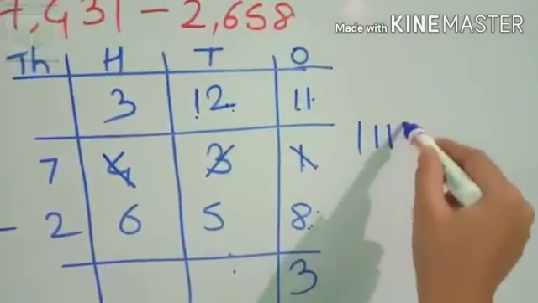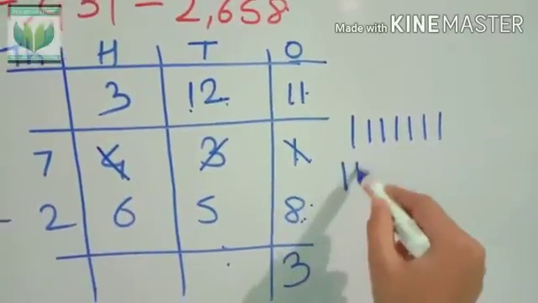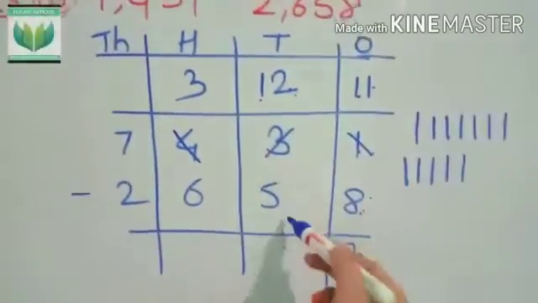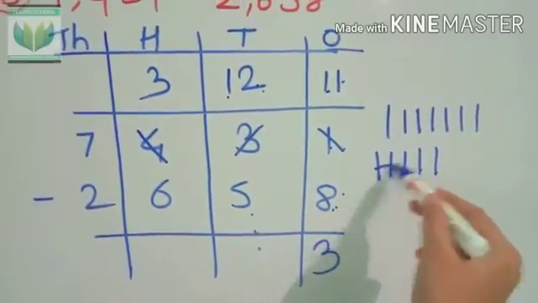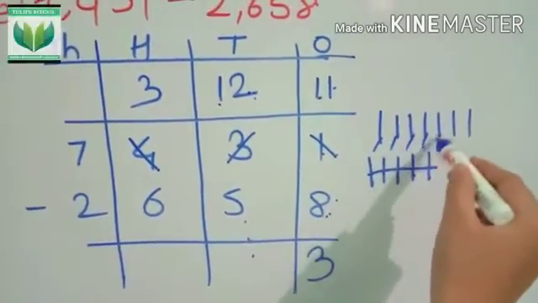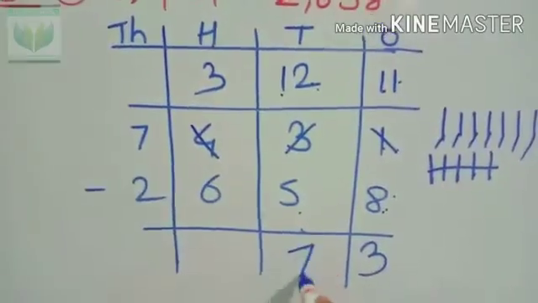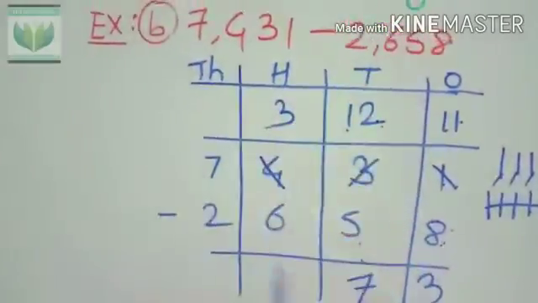1, 2, 3, 4, 5, 6, 7, 8, 9, 10, 11, 12. How many do we have to cut? Cut 5. 1, 2, 3, 4, 5. How many remain? 1, 2, 3, 4, 5, 6, 7. Answer is 7 here. Now solve the hundreds place.